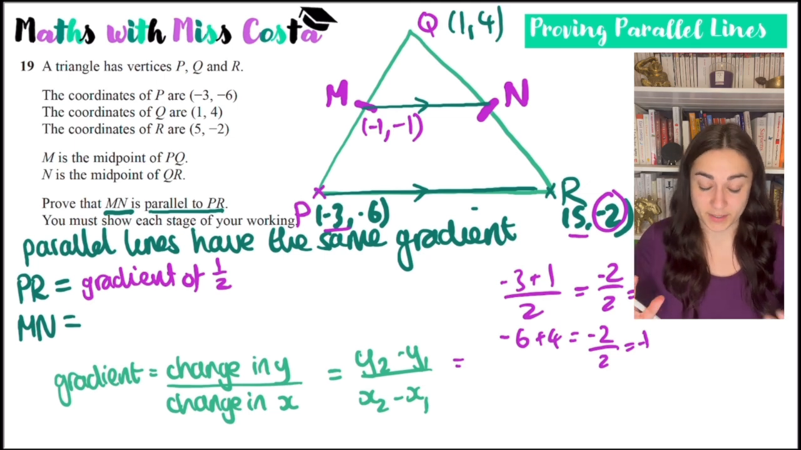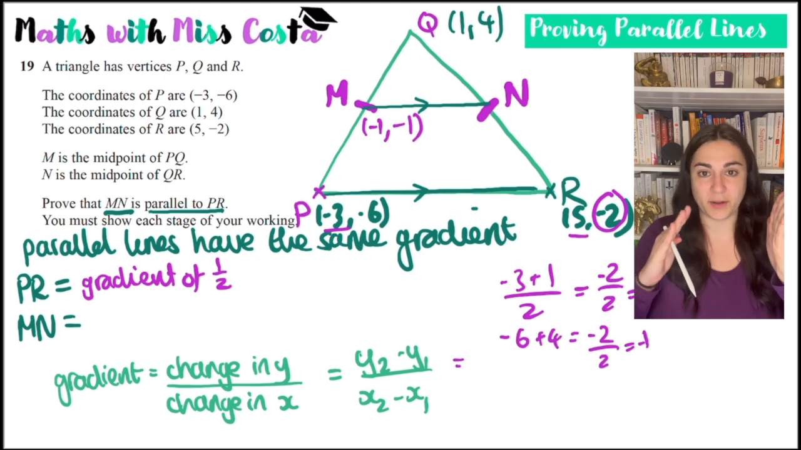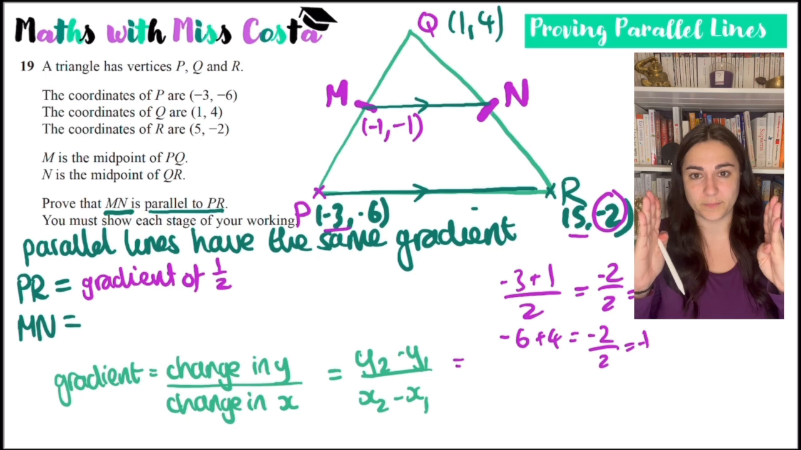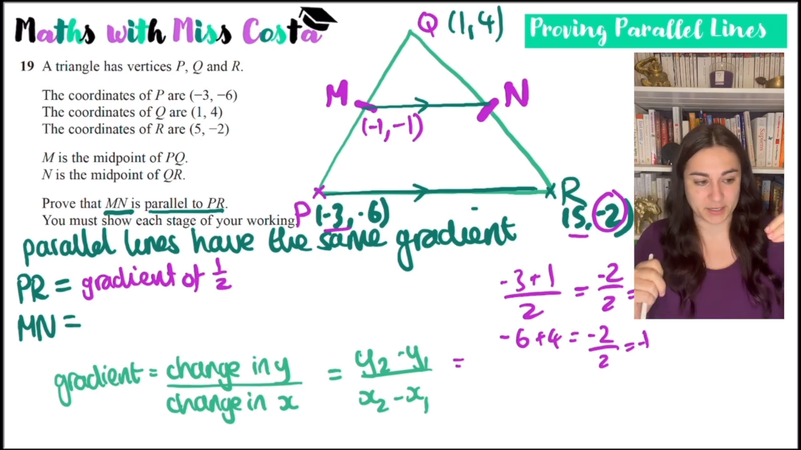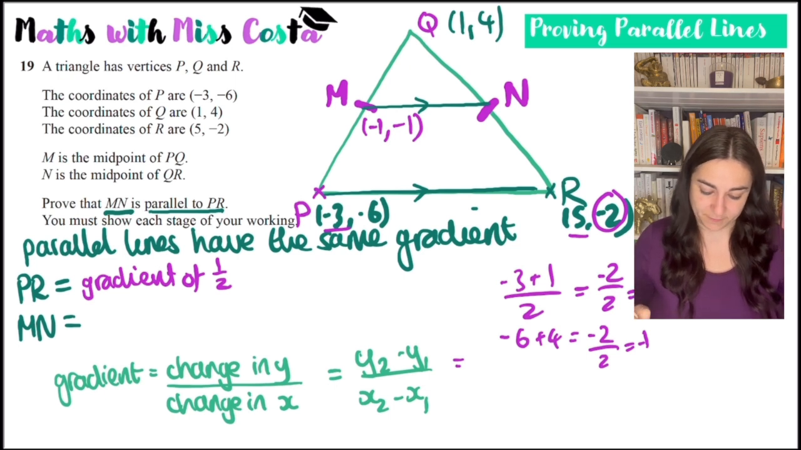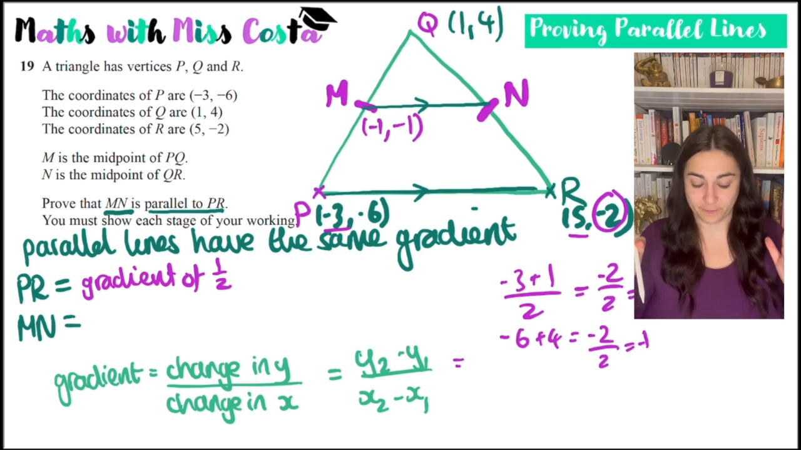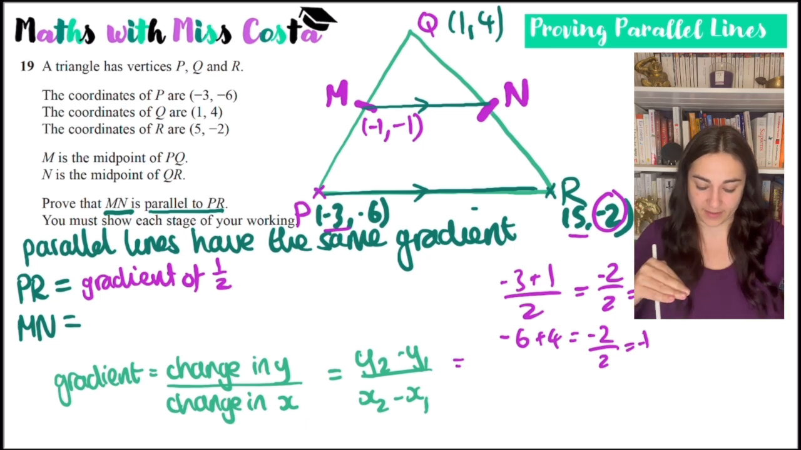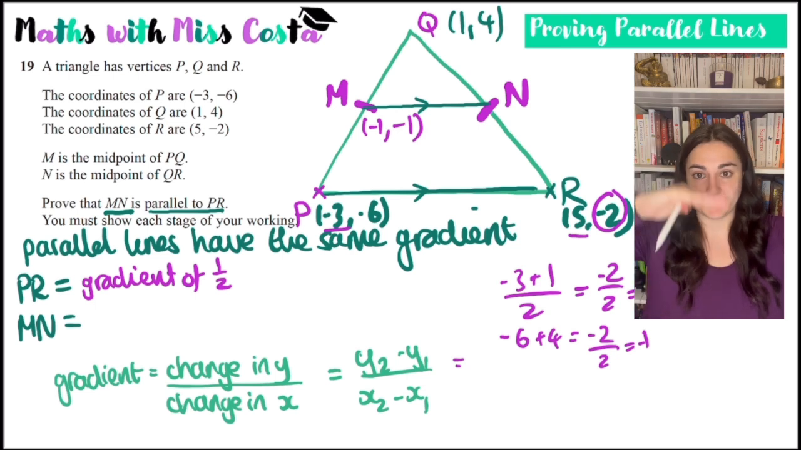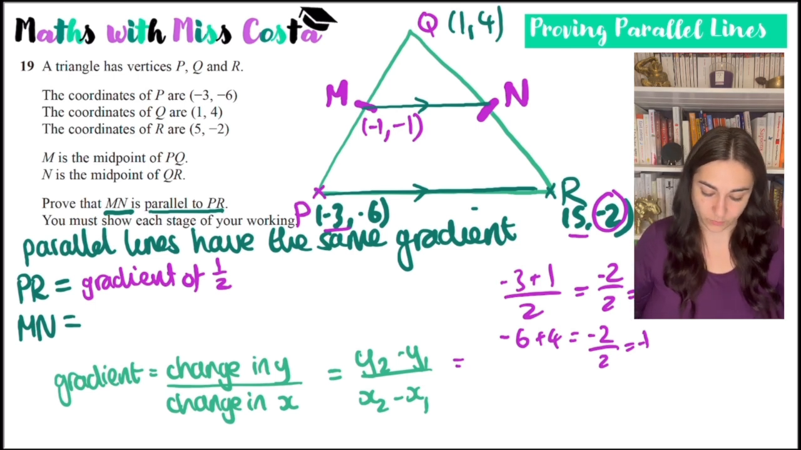If you just wanted to do it intuitively, you think to yourself, between -3 and 1, what's the difference? 4 divided by 2 is 2. So I'm going to move my x coordinate up by 2 values or down by 2 values. And the same for your y. Between -6 and 4, there's a difference of 10. 10 divided by 2 is 5. So you either add 5 to your lowest y coordinate or you subtract 5 from your highest y coordinate.